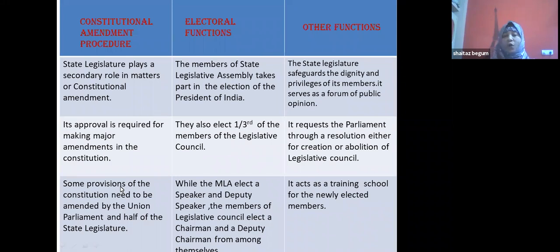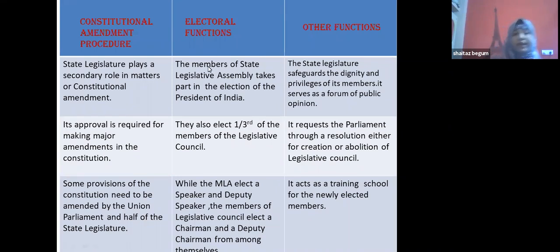Only in such cases, the state legislature consults the union parliament, and then amendments are done. So it also plays a role in the constitutional amendment procedure.